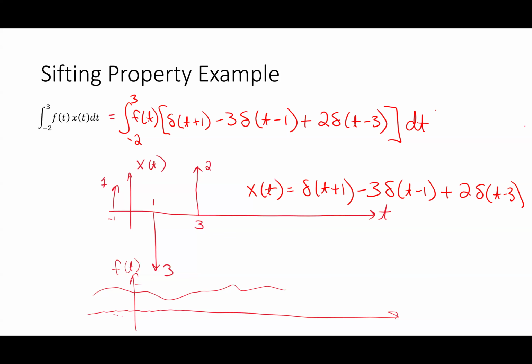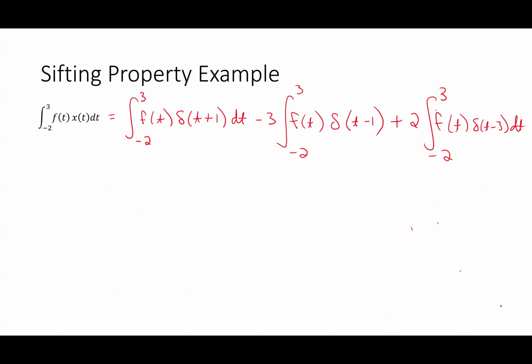What's the idea of the sifting property? It pulls out the values of that function at the times where the impulses exist. So at what t values would I pull values off of function f of t? At -1, I'd pull off the value where this one exists. I'd pull off the value where this one exists at 1. And then I'd pull off the value at this point. Okay, with one exception.